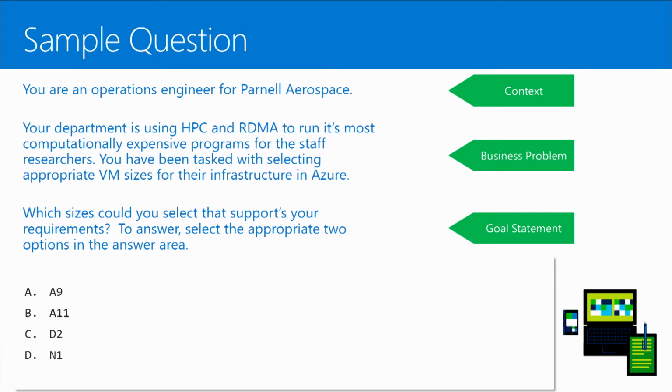So I can tell you right away, the A11 is not an option. It supports high-performance compute, but it does not support RDMA. And D2 is not an option because it supports neither. So we know A8 and A9 support RDMA. But I did want to add this question because the new N-series VMs support RDMA too. That's the NVIDIA-driven GPU series of virtual machines. They also support RDMA, so they can support computationally intensive tasks.